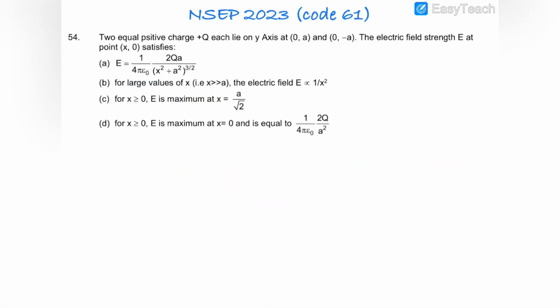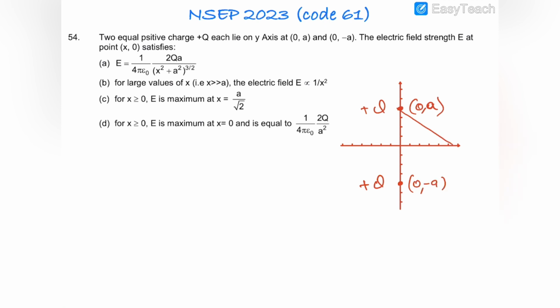In this question, you can see that there are two equal positive charges which are placed at these 2 points. This is Q and this is 0 comma A, and this is also positive Q, and this is also 0 comma minus A. And there is a point, this point at a distance of x. This is phi, this is phi. We have to find out the net electric field at this point.